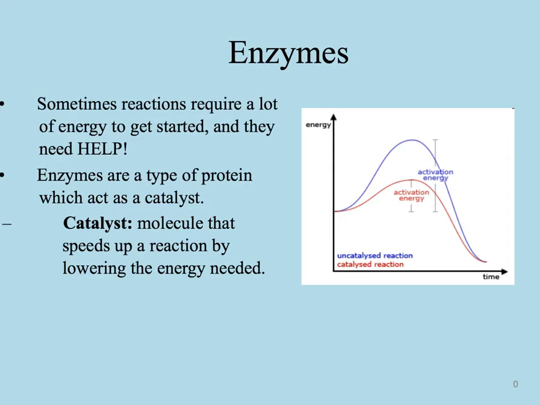I have the graph here. We already saw this graph once before. In blue, this would be the normal uncatalyzed reaction, and you can see that it would require this much activation energy. As soon as you add a catalyst or an enzyme, notice that the activation energy decreases significantly. So again, enzymes speed up chemical reactions by lowering activation energy.